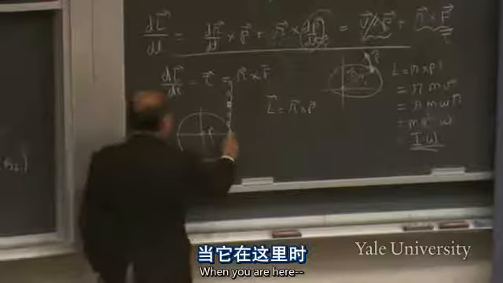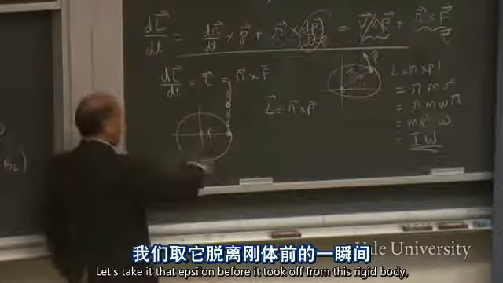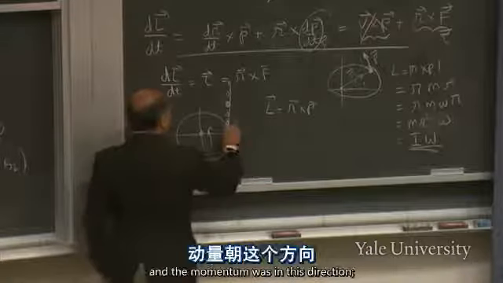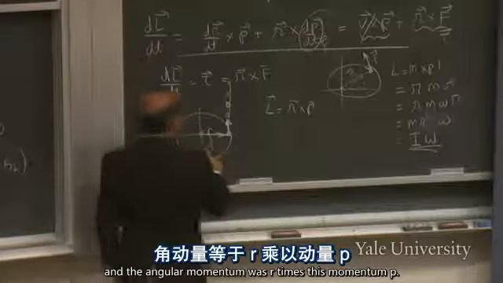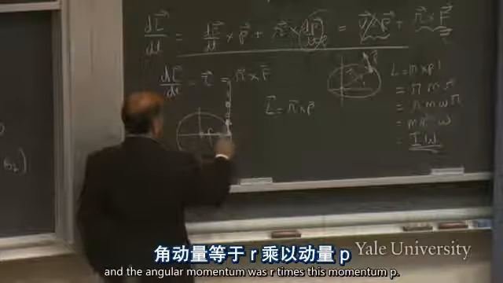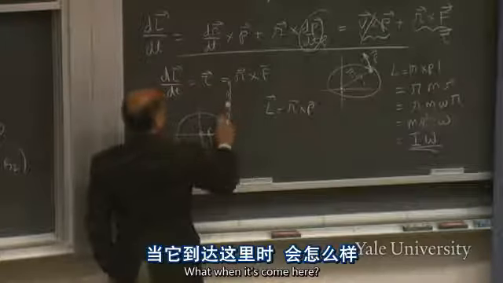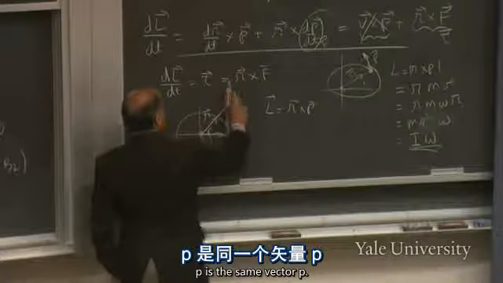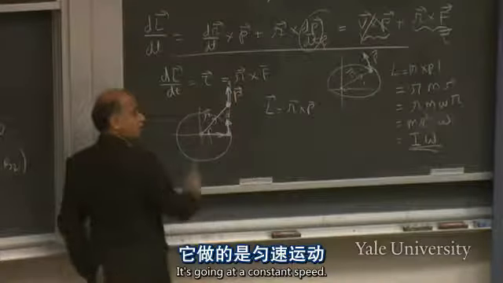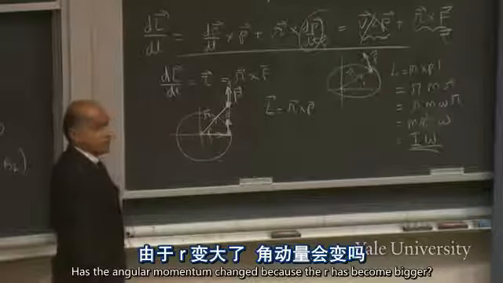When you are here, let's take it an epsilon before it took off from this rigid body. It was still stuck to the rigid body. Then the momentum was in this direction, r was in this direction, and the angular momentum was r times this momentum p. What when it's come here? When it's come there, r is this bigger vector r, p is the same vector p. It's going at a constant speed. There are no forces on it. Has the angular momentum changed?